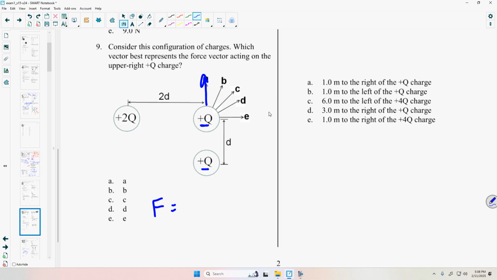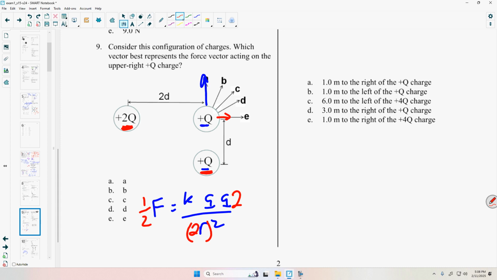And then I always like to draw or write my equation, kQq over r squared, and then look at this charge, like this plus 2Q, and ask how is it different? It's different because it's twice the charge as this charge, and also it's twice the distance away. So now I have a 2 in the numerator and a what in the denominator? A 4. Right, so I have 2 over 4, or I should have half the force.